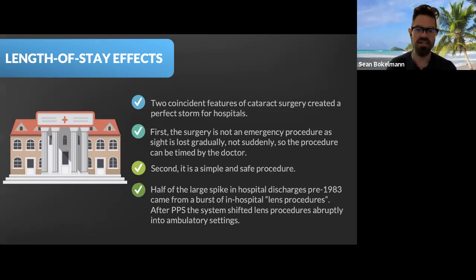And so basically, half of the spike in hospital discharges before the PPS came about was coming from a burst of in-hospital lens procedures, these cataract surgeries. But then after the PPS, the system shifted abruptly into ambulatory settings where this very safe and simple procedure could be done either outside of the hospital or within the hospital, but it didn't require overnight stays, which is what we would consider a hospitalization, when people stay overnight.